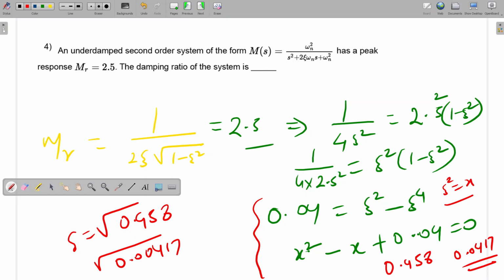So under root 0.958, 0.978. From here we are getting 0.978, and what will be this value? Under root 0.00417, 0.0645. So both will be the correct answer. One will be 0.978, or 0.0645.